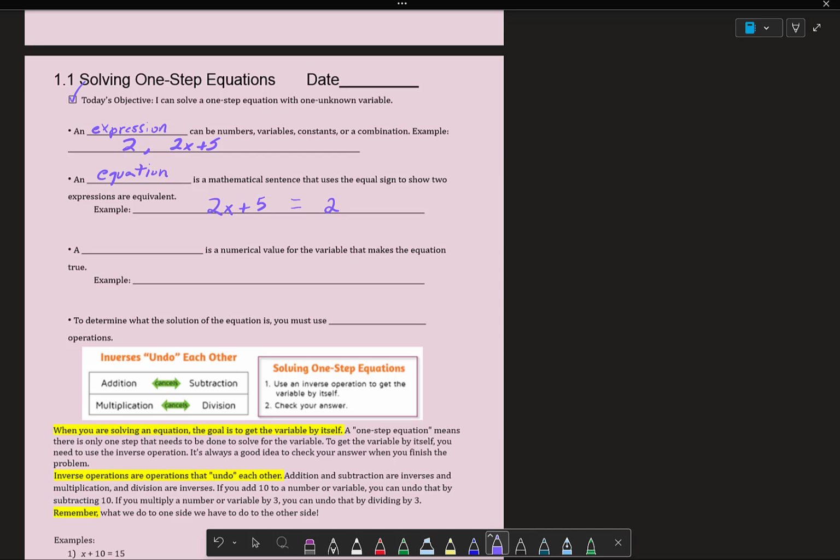And then finally, a solution is a numerical value for the variable that makes the equation true. So for instance, in that equation, 2x plus 5 equals 2, if we replace that x with negative 1.5, that would make this equation true, because 2 times negative 1.5 is negative 3, and negative 3 plus 5 equals 2. So negative 1.5 is the solution.